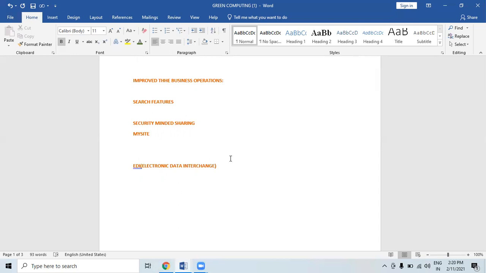So electronic data interchange is the intercompany communication of business documents in a standard format. The simple definition of EDI is an electronic format that replaces paper-based documents like purchase orders or invoices with automatic paper-based transactions, that is, a PDF, right? Automatic paper-based means PDF form.